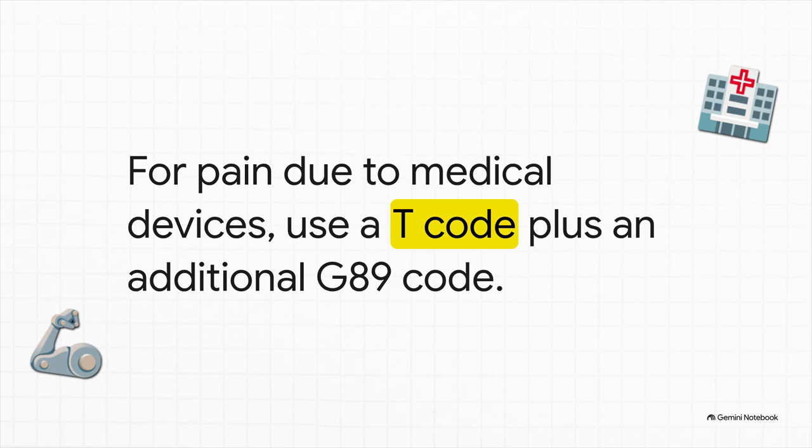This exact same rule applies to pain caused by medical devices, implants, or grafts left in a surgical site. If you've got a patient with a painful hip prosthesis, the Chapter 19 T code is your primary code. Then you supplement it with an additional G89 code, like G89.18 or G89.28, to identify the acute or chronic pain due to the presence of that device. The golden rule here? Always let the underlying complication lead your claim.